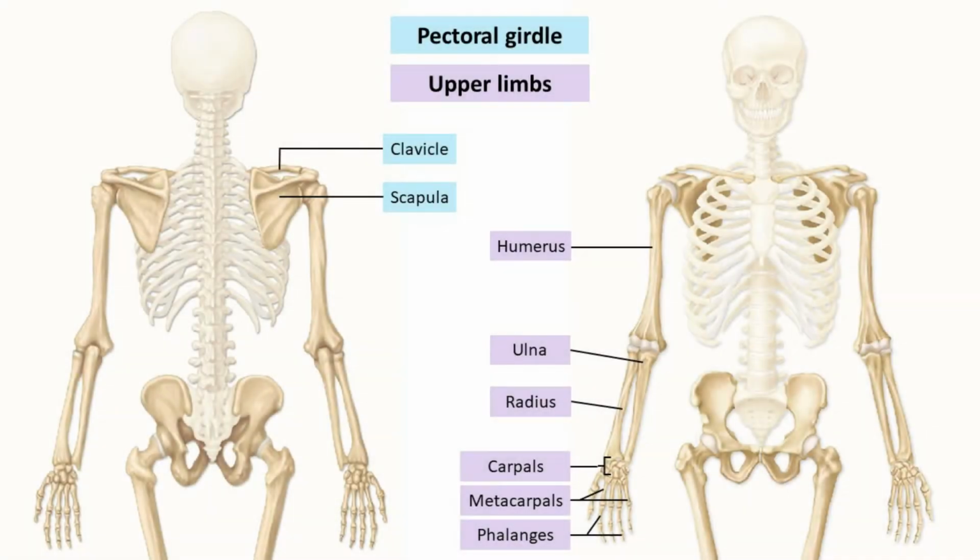The skeleton of the upper limb consists of the humerus of the arm, the ulna and radius of the forearm, the carpal bones of the wrist, and the metacarpals and phalanges of the hand. Each arm articulates with the axial skeleton at the pectoral girdle, which is analogous to the pelvic girdle in the lower limbs. The pectoral girdle includes two bones, the clavicle and the scapula, and we're going to begin with those.